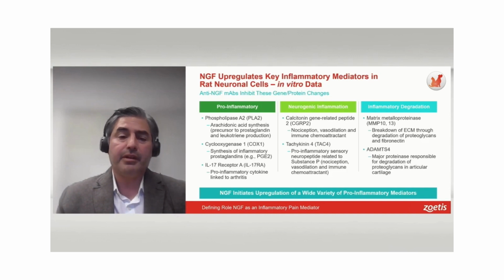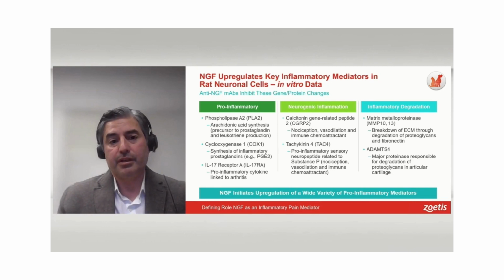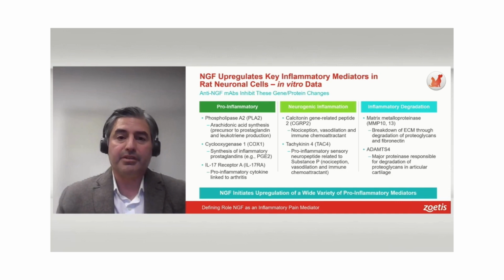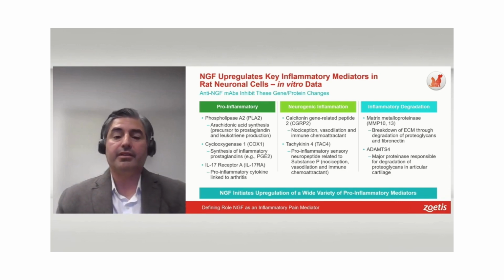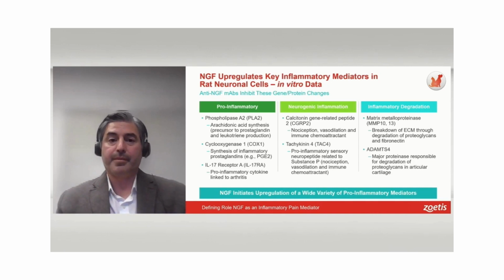And we can see that we can show NGF upregulates phospholipase A2, which, as folks may remember, is an arachidonic acid synthesis, a precursor to prostaglandin production. It also upregulates COX-1 enzymes, which again is important in synthesis of inflammatory prostaglandins. And then something a little bit different outside of the NSAID or the prostaglandin pathways, we see an upregulation of IL-17 receptor, which is a pro-inflammatory cytokine that has been linked to arthritis in the literature.